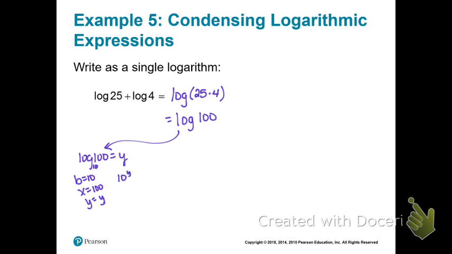So b to the y equals x. 100 will go down to a base of 10. It's 10 to the second. And so I'm going to bring down my 10 to the y. Bases are the same, so we know y equals 2. So that means that log of 100 is equal to 2.